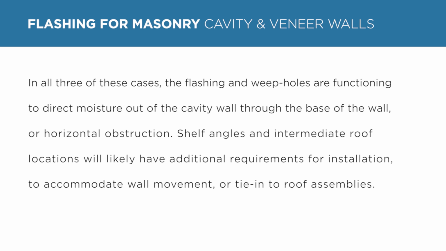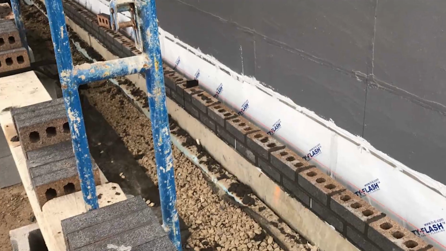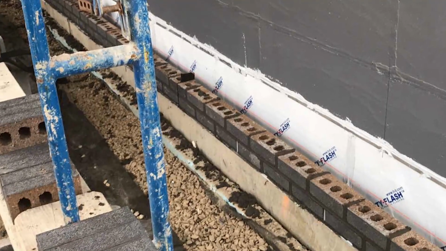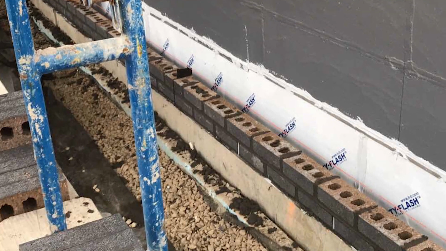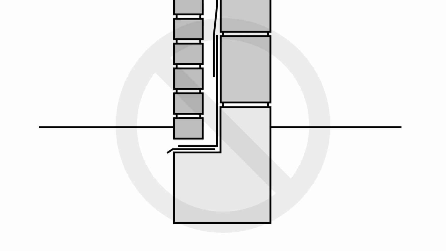Shelf angles and intermediate roof locations will likely have additional requirements for installation to accommodate wall movement or tie into roof assemblies. According to code, flashing and weepholes in anchored veneer shall be located in the first course of masonry above finished ground level, above the foundation wall or slab. Flashing and weeps located below finished grade will be totally ineffective.